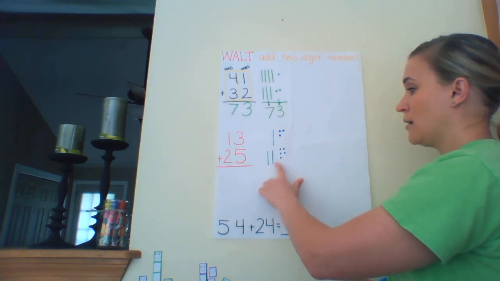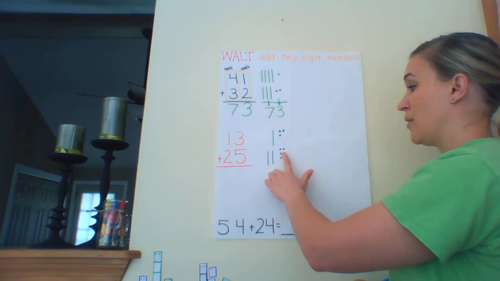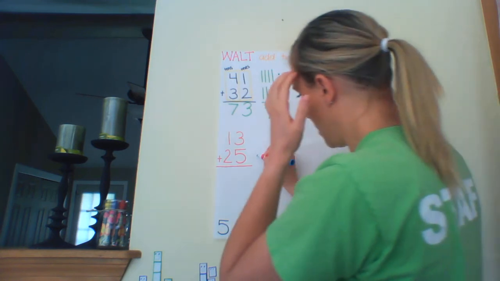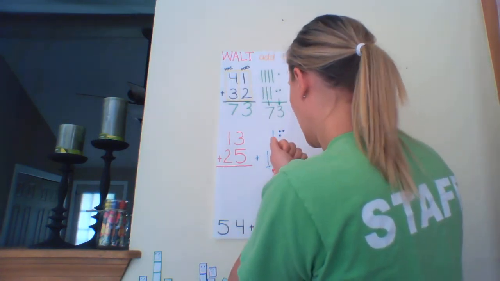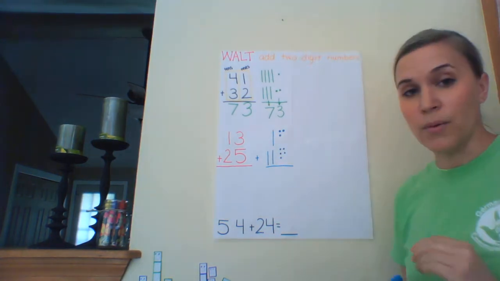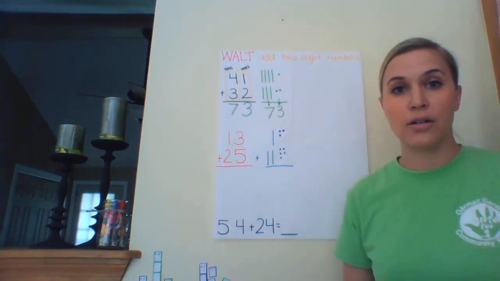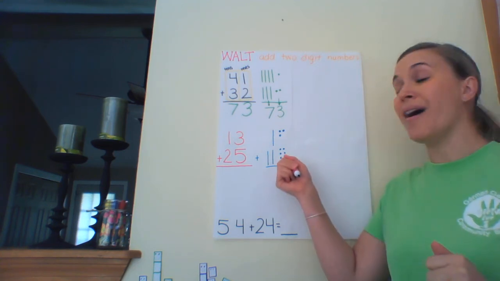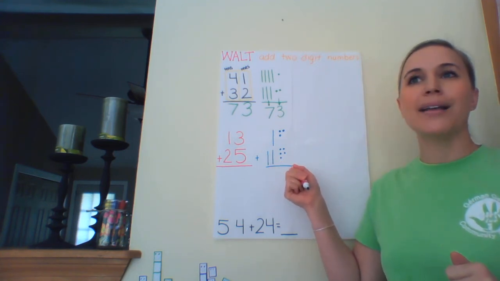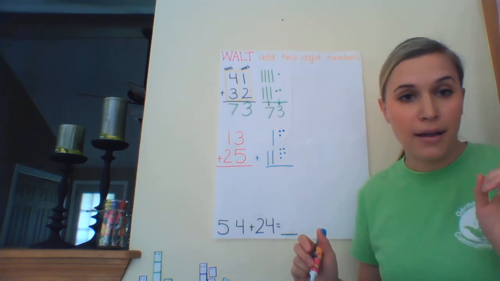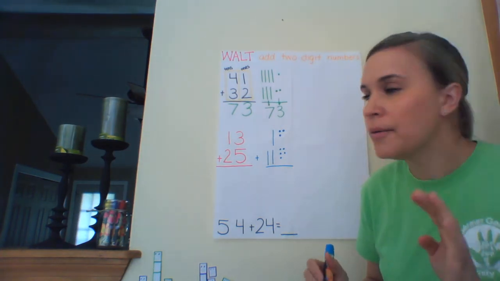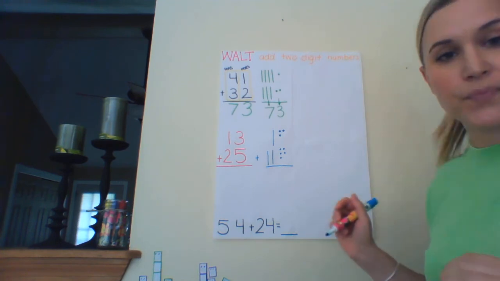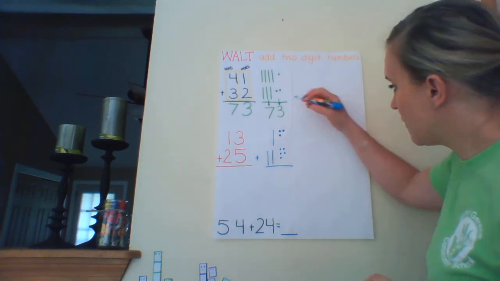10, 20, 21, 22, 23, 24, 25. So put my little plus sign here, even though I didn't do it last time. Now, when we add, what do we add first? Who remembers? The ones. I know what you're thinking. Why does it even matter? I'll tell you tomorrow. So, let's count our ones.